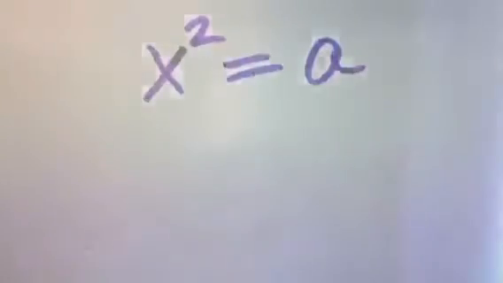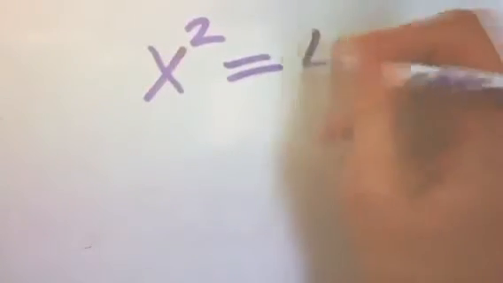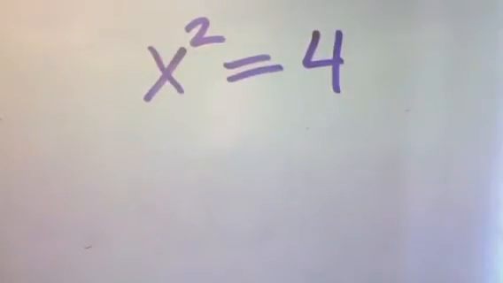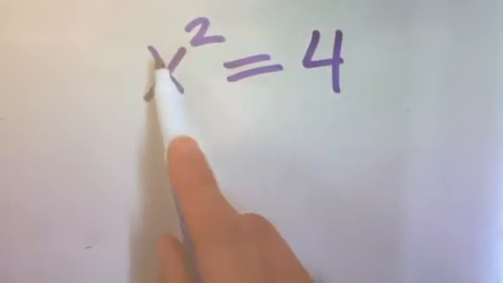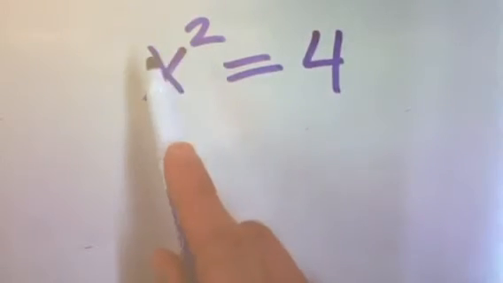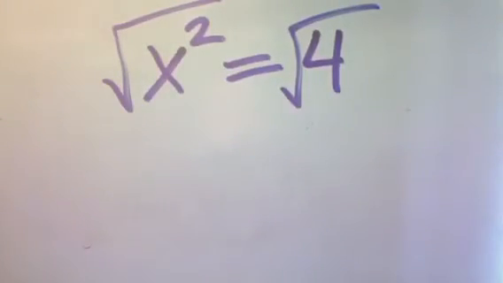Okay, we are solving quadratic and cubic equations using inverse operations. What is a quadratic equation? A quadratic equation is in the form x squared equals a number. For example, if we had x squared equals 4, we would solve this equation using the inverse of squared. What undoes squared? Square root. So we are going to take the square root of both sides.